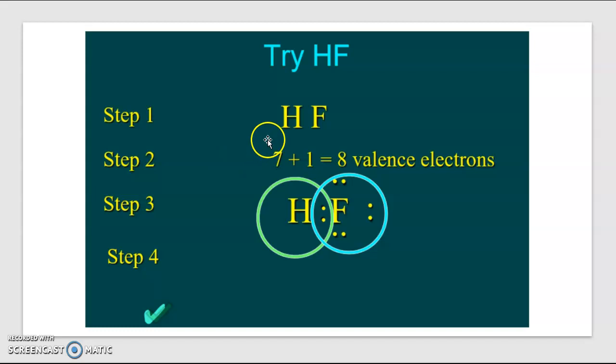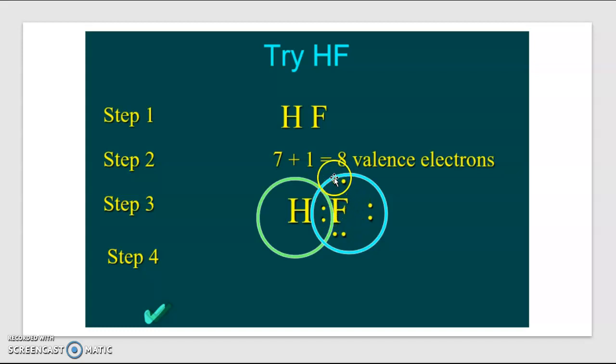Let's see for HF. Well, we have the 2 symbols of the atoms. We know that fluorine has 7 valence electrons and hydrogen has 1. Then we have a total of 8 valence electrons. Then first, we put 2 electrons between the 2 atoms, and then we fill the rest of the electrons around fluorine. And let's see if they pass the test.